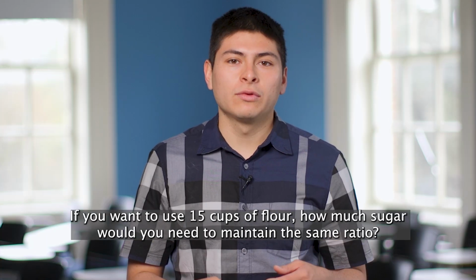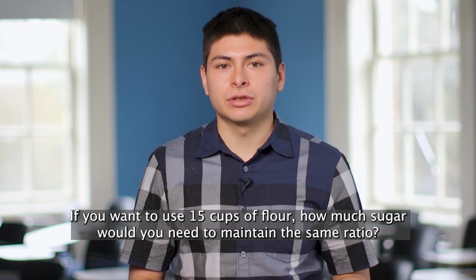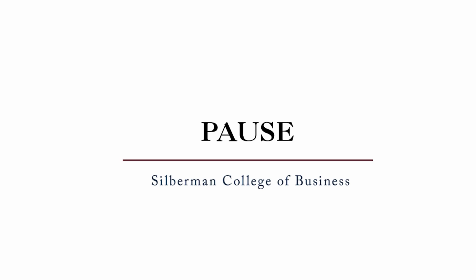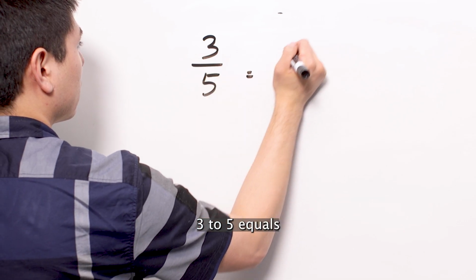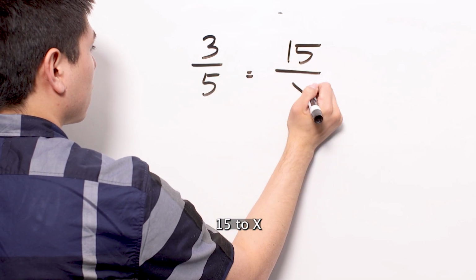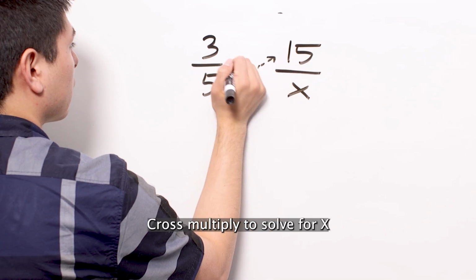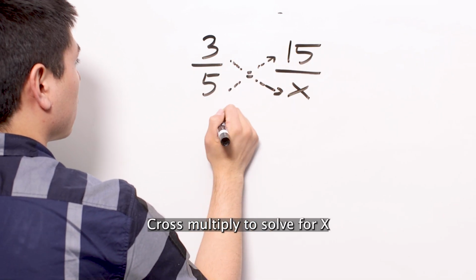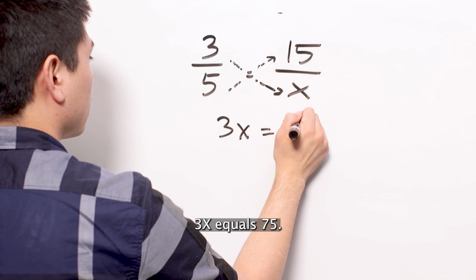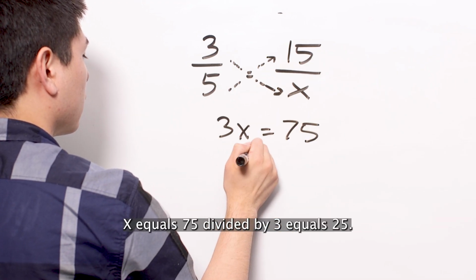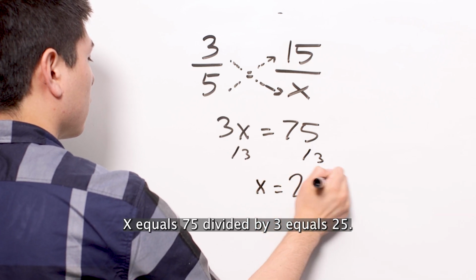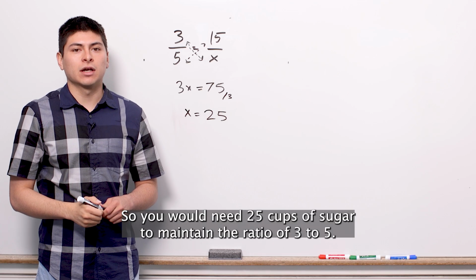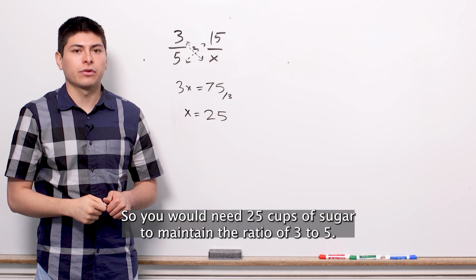Now, let's scale this up. If you want to use 15 cups of flour, how much sugar would you need to maintain the same ratio? Here's how we solve it. 3 to 5 equals 15 to x. Cross multiply to solve for x. 3x equals 75. x equals 75 divided by 3 equals 25. So you would need 25 cups of sugar to maintain the ratio of 3 to 5.